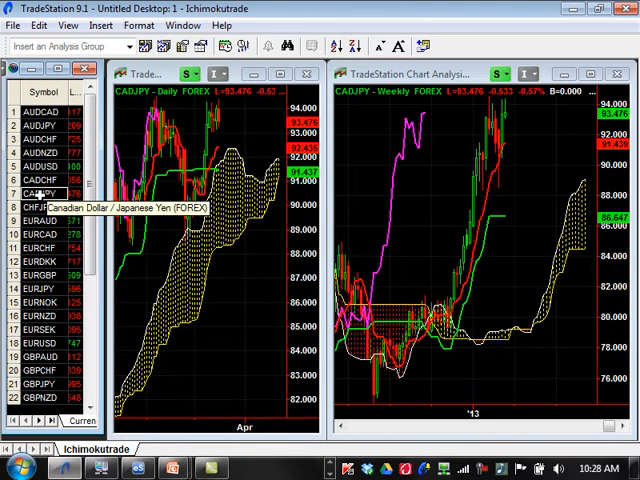CAD Yen, still very strong here. Notice Australian Yen is much stronger than the CAD Yen right now if you look at the weekly time frame.